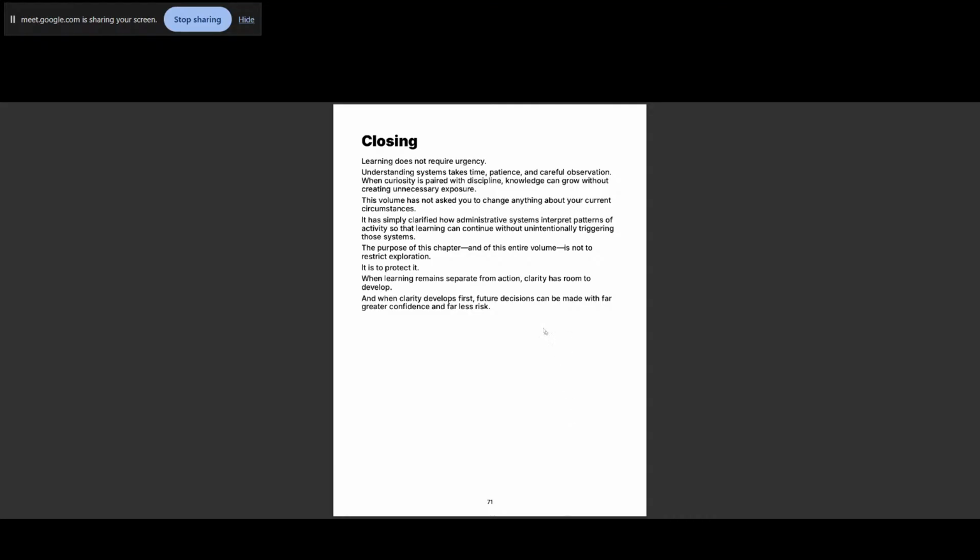This volume does not ask you to change anything about your current circumstances. It has simply clarified how administrative systems interpret patterns of activity so that learning can continue without unintentionally triggering those systems. The purpose of this chapter, and of this entire volume, is not to restrict exploration. It is to protect it. When learning remains separate from action, clarity has room to develop. And when clarity develops first, future decisions can be made with far greater confidence and far less risk.